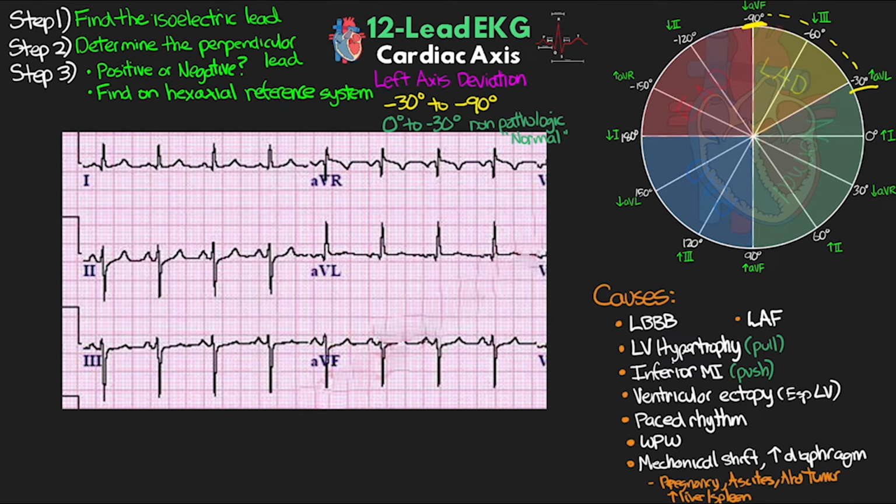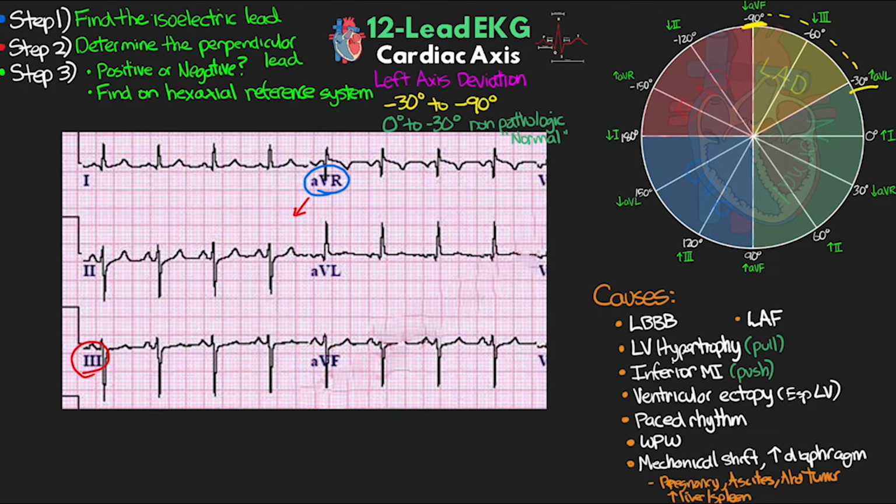So let's look at a couple examples of a left axis deviation. So here is our first example here. Step 1, we want to isolate the isoelectric lead. So looking here, we can see that AVR is our isoelectric lead. So then we move on to step 2. This is going to be determining our perpendicular lead. So we can either reference that hexaxial chart, or using that picture from our memory, we know that lead 3 is going to be our perpendicular lead to AVR.